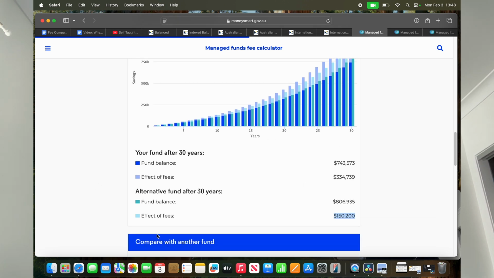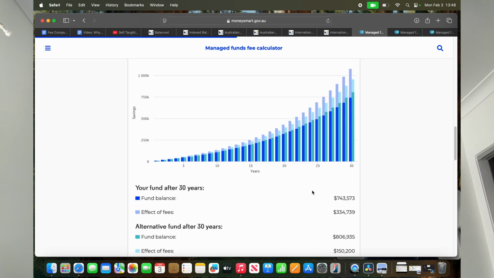Now, when taking a look at our index balanced, we have our fund balance after 30 years of $806,000, and then our fees look to be about $150,000. Now, this is including tax as well as the MER fee, and we do have to keep that in mind. That's why it's such a large number.